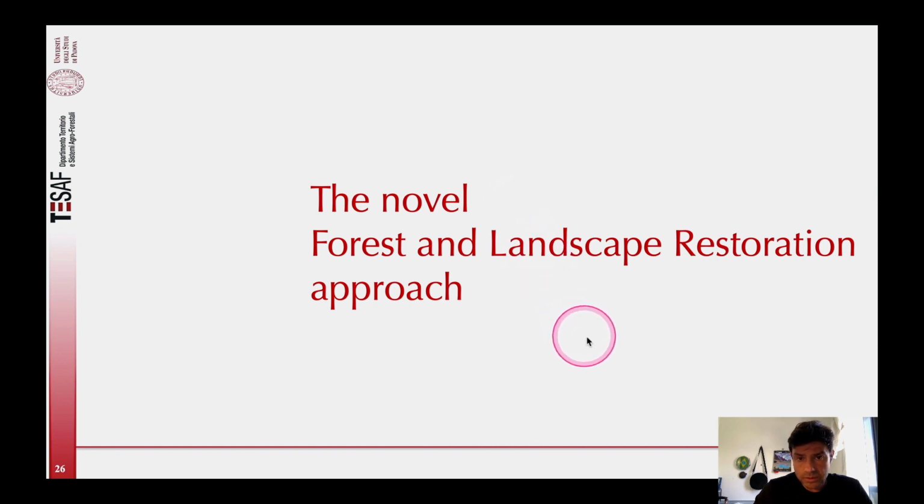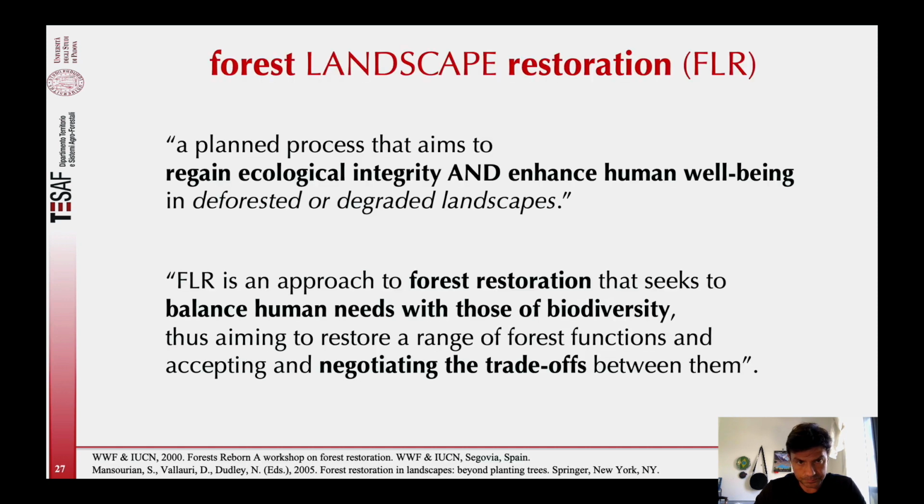Now, moving forward, we are going to enter and discuss a little bit about the forest and landscape restoration approach: what it is, the definition, how it happens in the landscape, and finally discuss challenges to implement it and its principles.